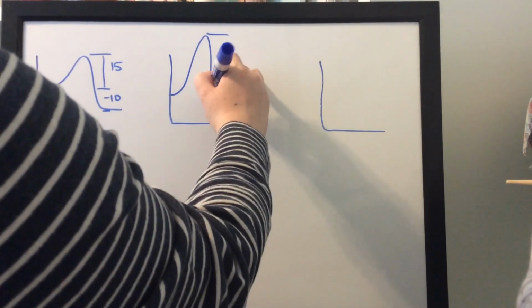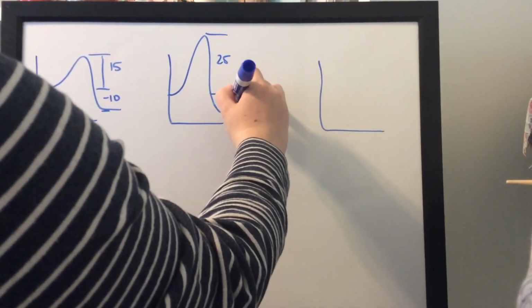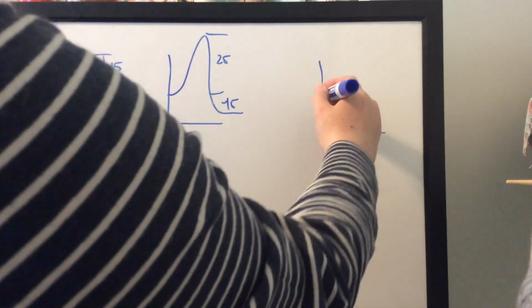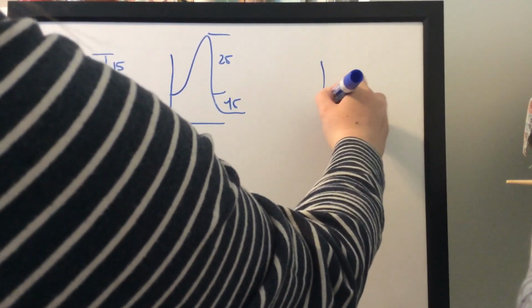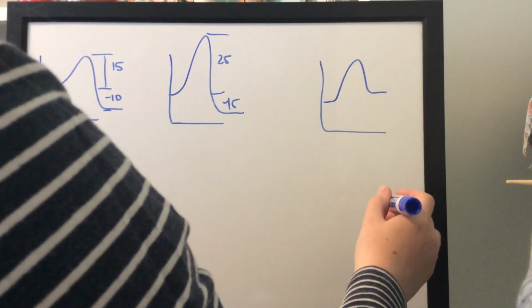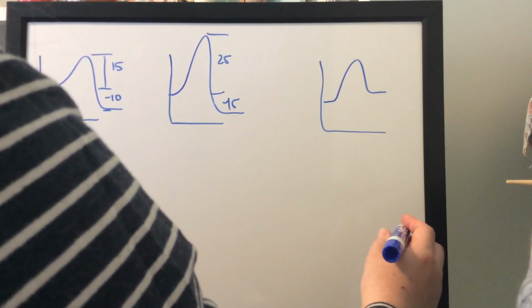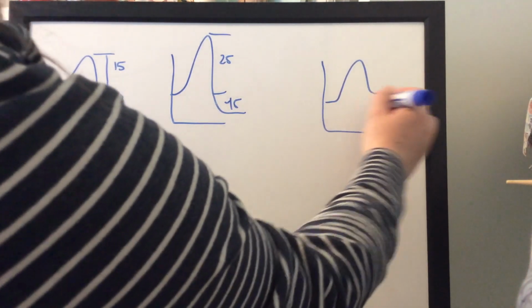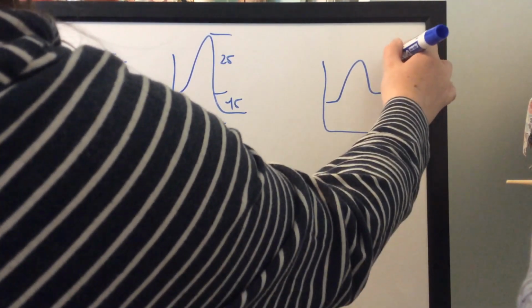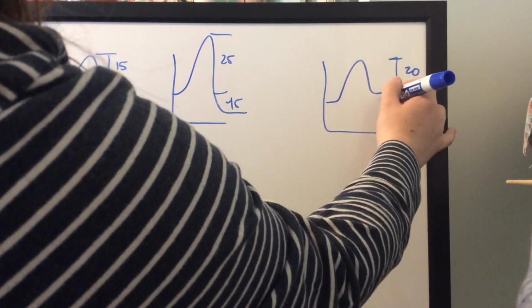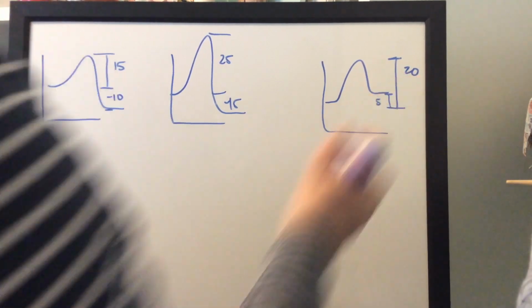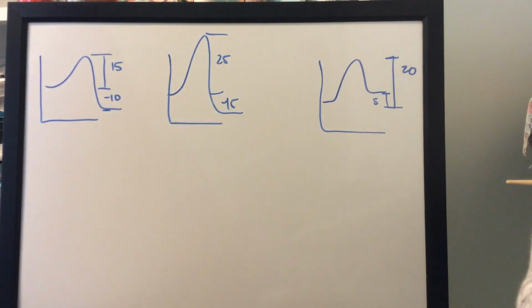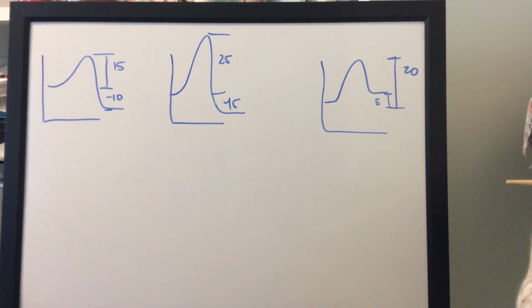This is 25, and this is negative 15. And then I have one that looks like... let's see, hold on. They're showing me that from here to here, the whole thing is 20, and from here to here, it's 5. Okay, so it says, assuming that all 3 reactions have nearly the same frequency factors, rank the following from slowest to fastest.